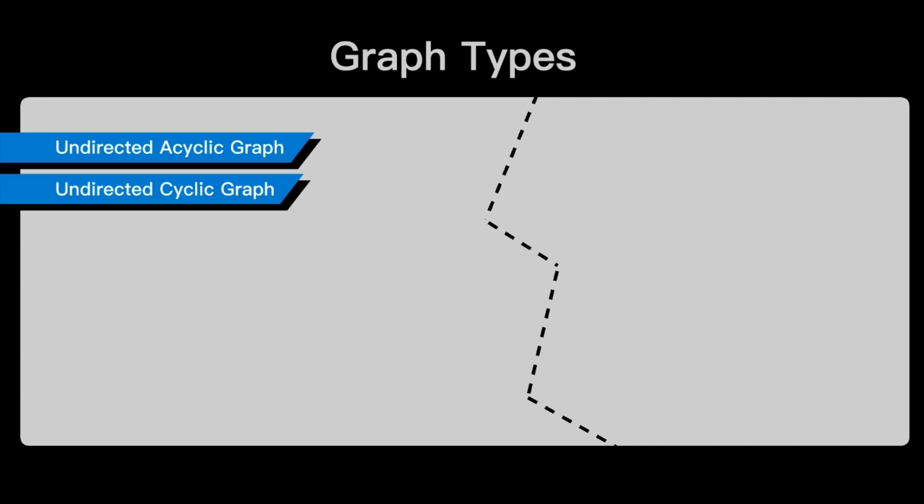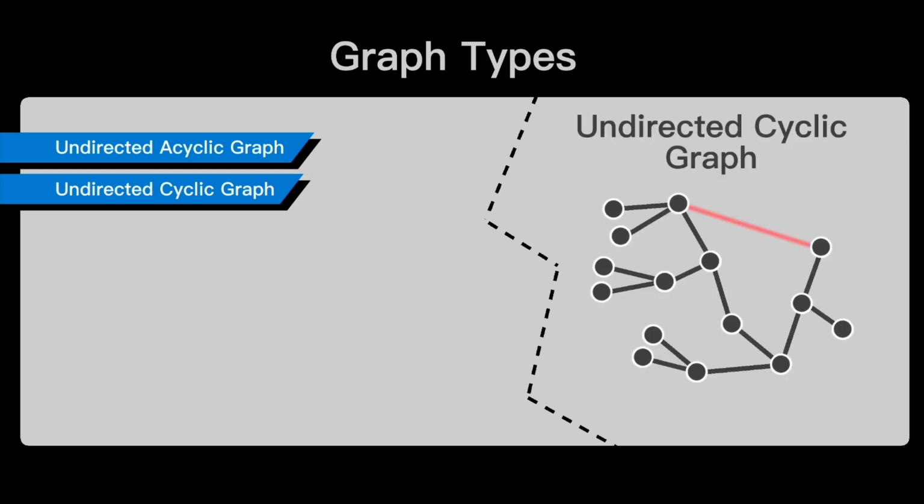It's also undirected, but now it's a cyclic graph. So let's also look at the right for an example. For an undirected cyclic graph, there's still no direction, but you can see here, there's a circle being formed. So this makes this graph a cyclic graph. So this is our second type of graph, undirected cyclic graph.